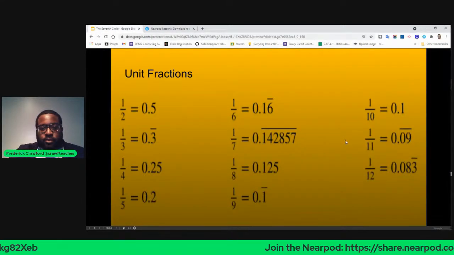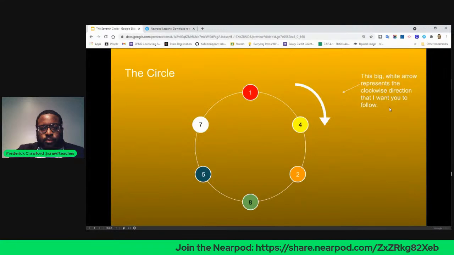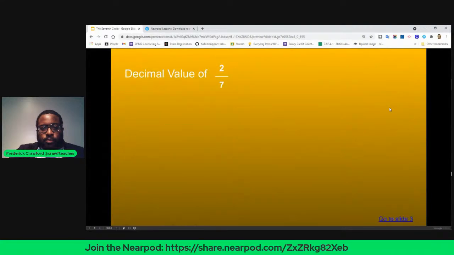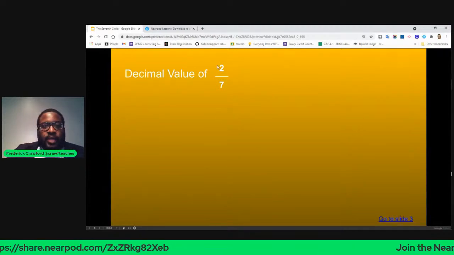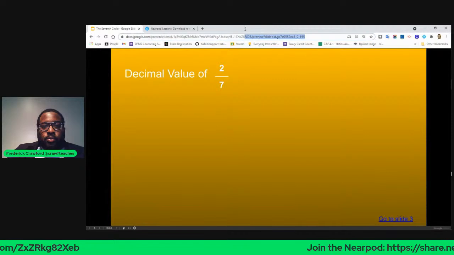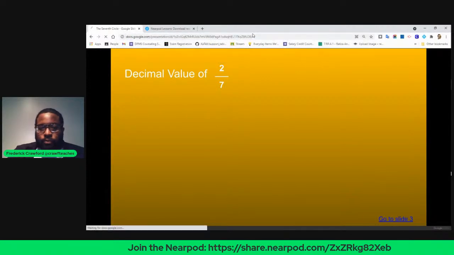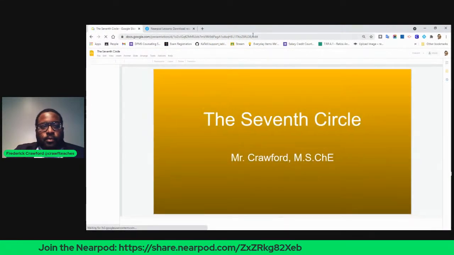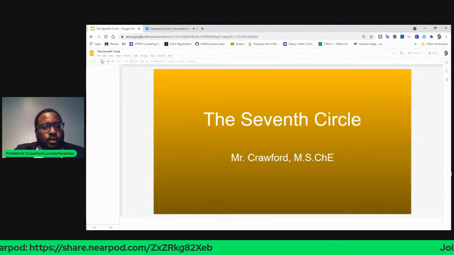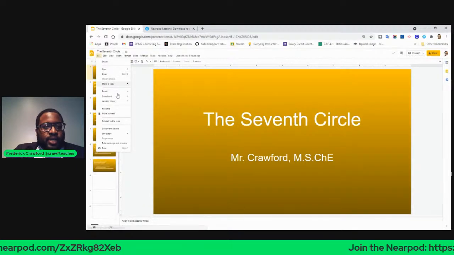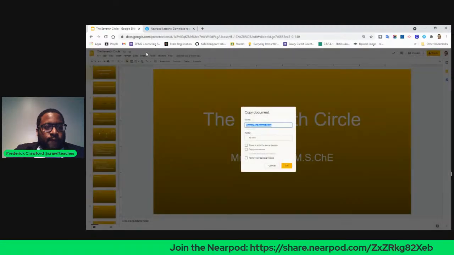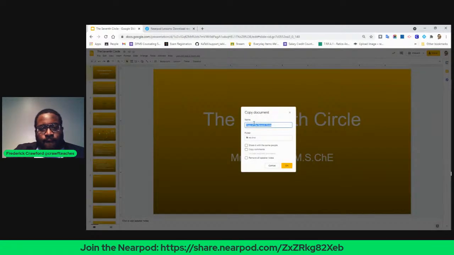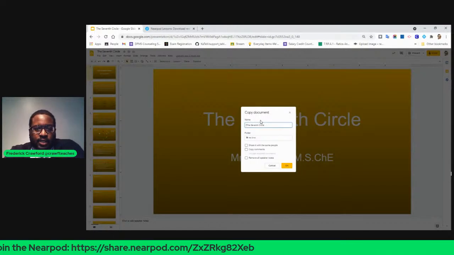Let's go to the 7th circle. So I have to take it out of this mode because you're not going to be able to see it on this mode as you do it. And then I'm quickly going to make myself a copy. And I'm going to call this the answer key.